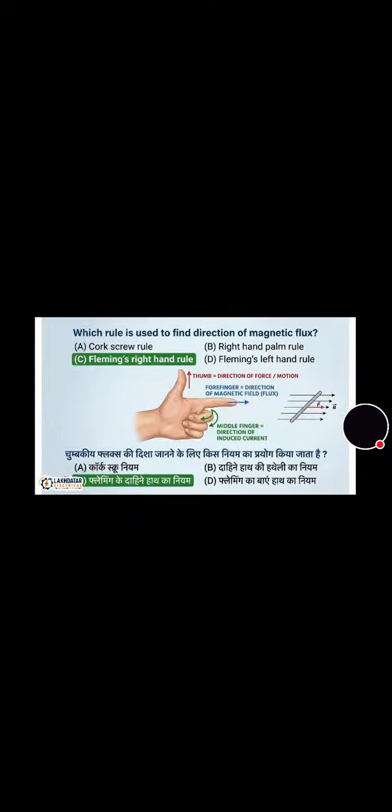Which rule is used to find the direction of magnetic flux? And its correct answer is option C, that is Fleming's right hand rule. And you can see through photo also, thumb is for direction of force, and forefinger is for direction of magnetic field or flux, and middle finger for the direction of induced current.